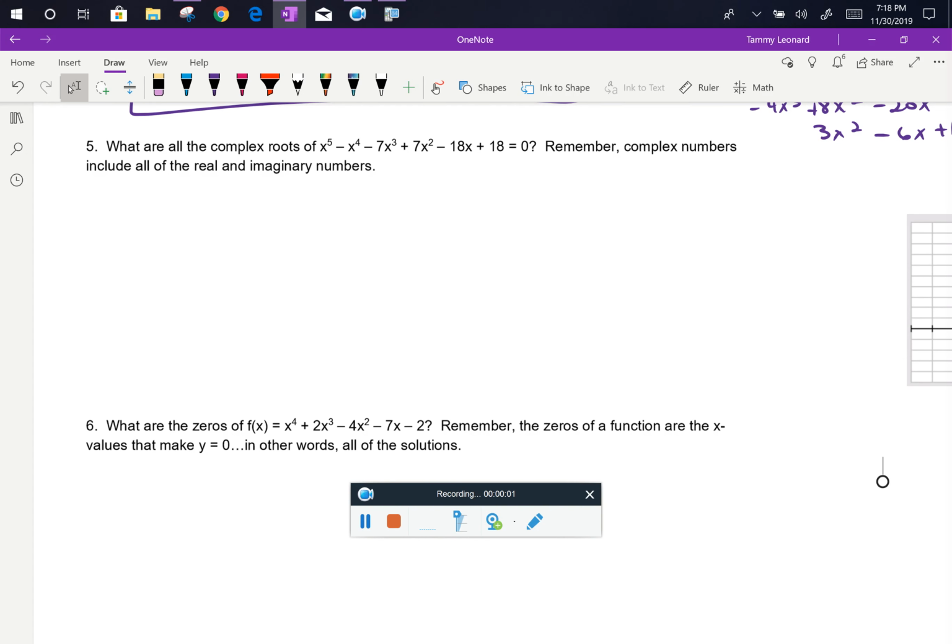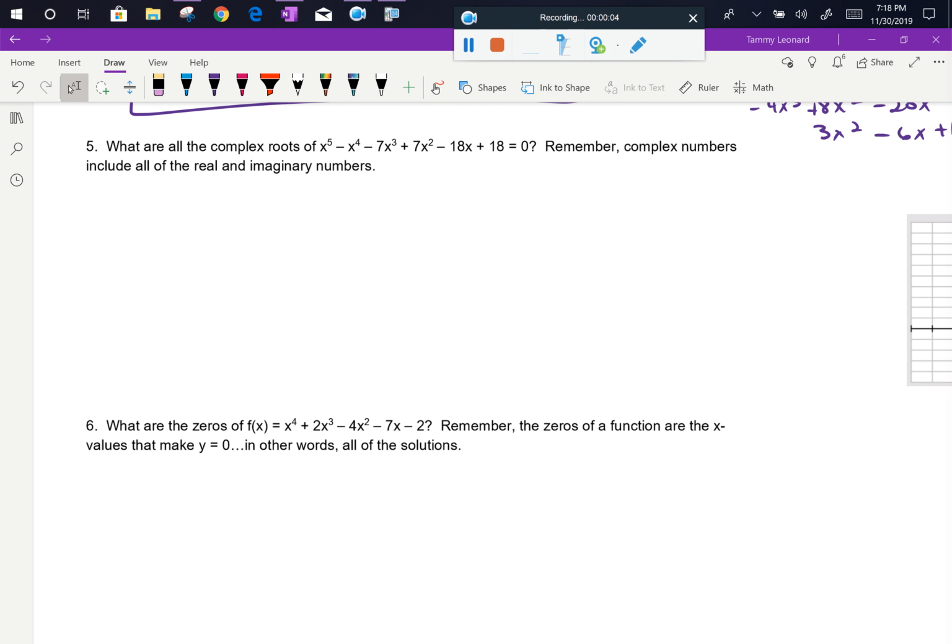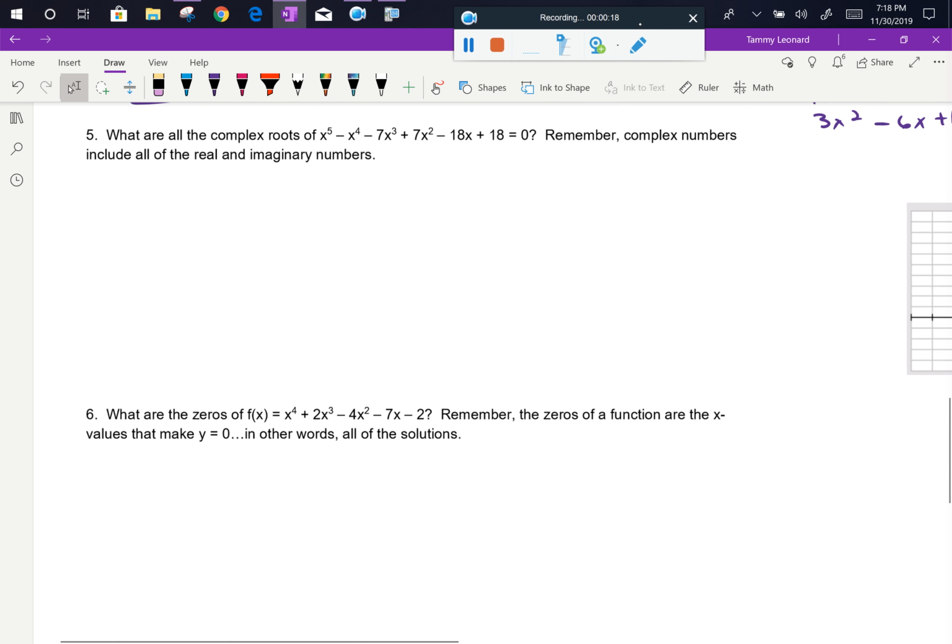When we're asked to find all of the complex roots, this is really not a different question than what we've been asked in the past. We're just being asked to find all of the real and imaginary roots. And unless you happen to notice that there's a pattern here, and this is actually a factorable polynomial, you're probably going to start by listing the p's and q's.